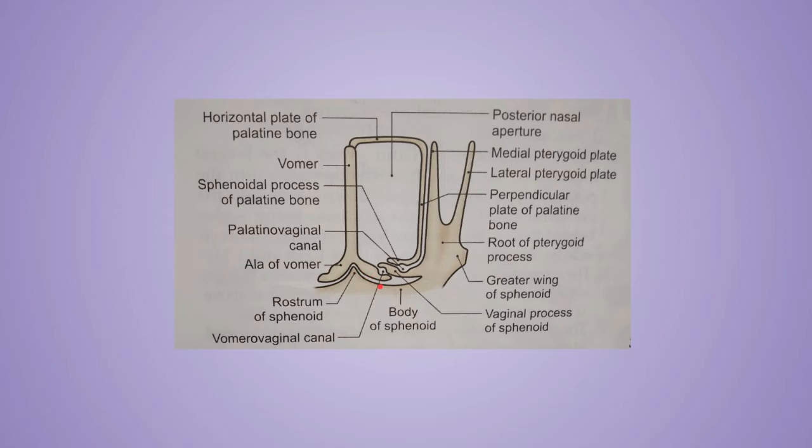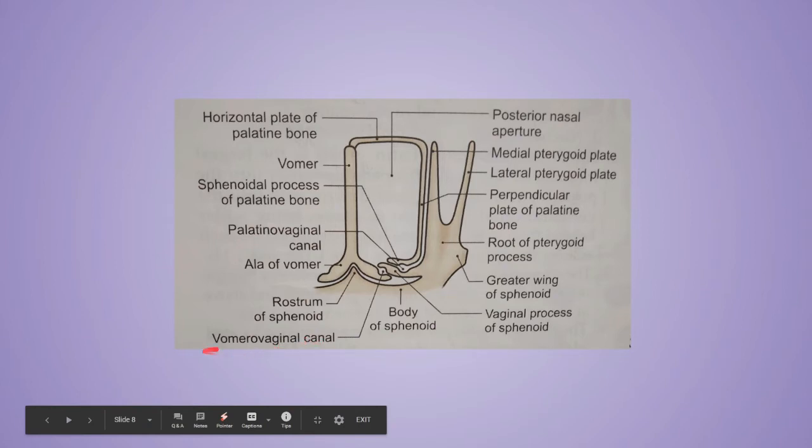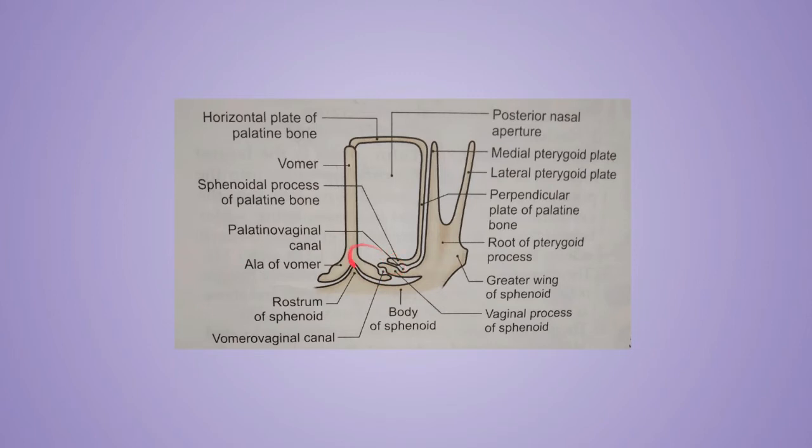Remember, we have two very important canals here: the palatinovaginal canal and the vomerovaginal canal. First, the palatinovaginal canal. As the name says, it is formed by the palatine bone and the vaginal process of the sphenoidal bone. Then the vomerovaginal canal, as the name says, is formed by the union of the vomer and the vaginal process of the sphenoidal bone. So this is the easiest possible diagram, and the magnified one.